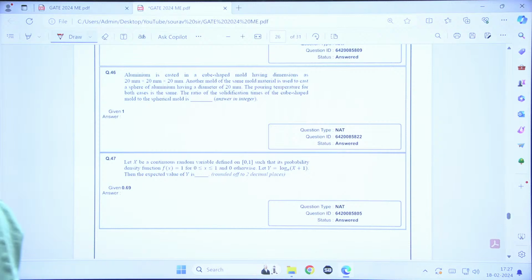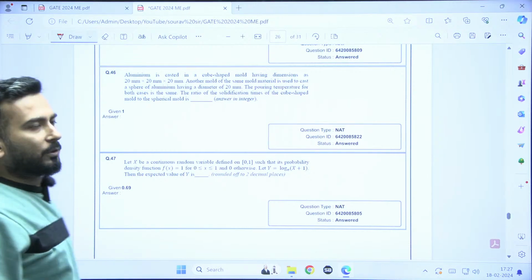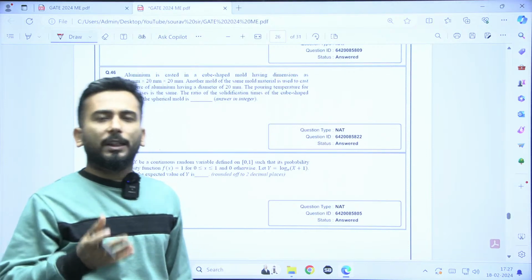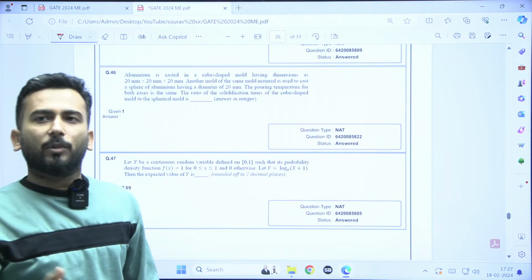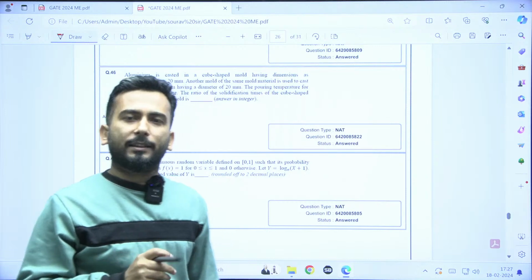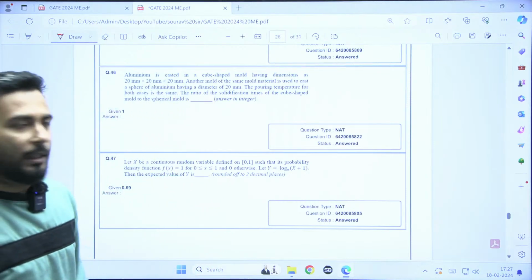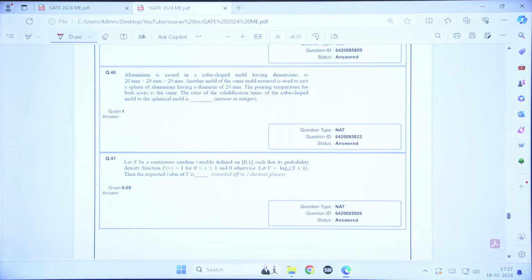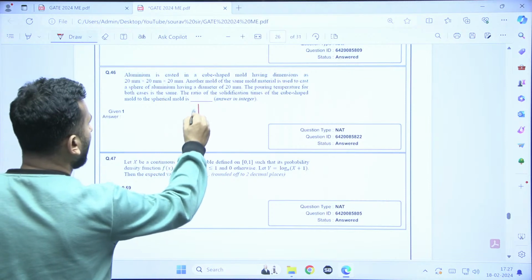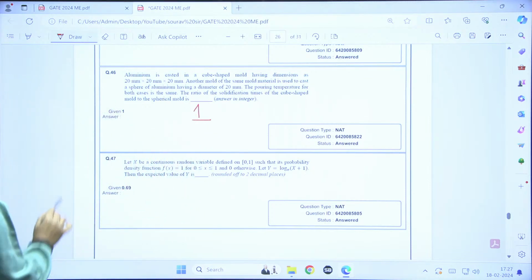Again a question on casting and Chvorinov's rule. Chvorinov's rule is one of the hottest topics in casting. You know that questions are going to come from casting. So the answer for question 46 will be 1.